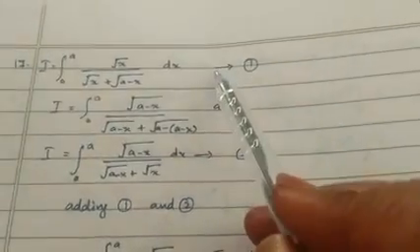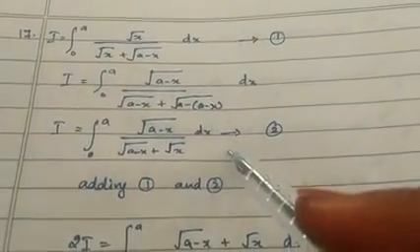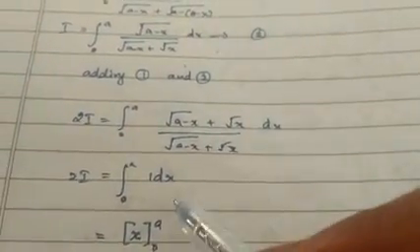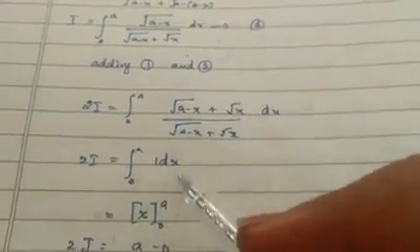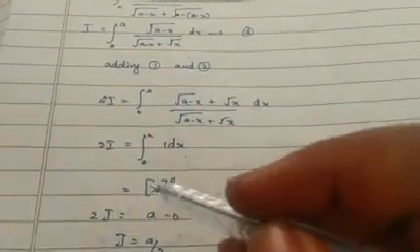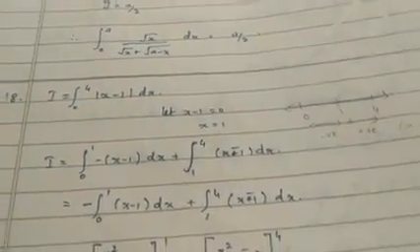Now this is the integral before applying the property, and this is the integral after applying the property. Add these two integrals, and both numerator and denominator will get cancelled. Therefore you will get 1 into dx. When you add, the left hand side will be 2I. After that, integrate and apply the upper limit and lower limit. The next question is homework. Do it as homework.